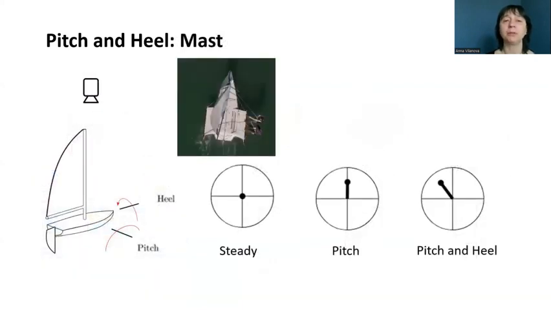Another metaphor we used is looking at the boat from the top. So you look at the boat from a camera that is situated at the top and look at the behavior of the mast. And this gives you an indication of where is the pitch and the heel. And we represented that as a point and a line that represents this mast.